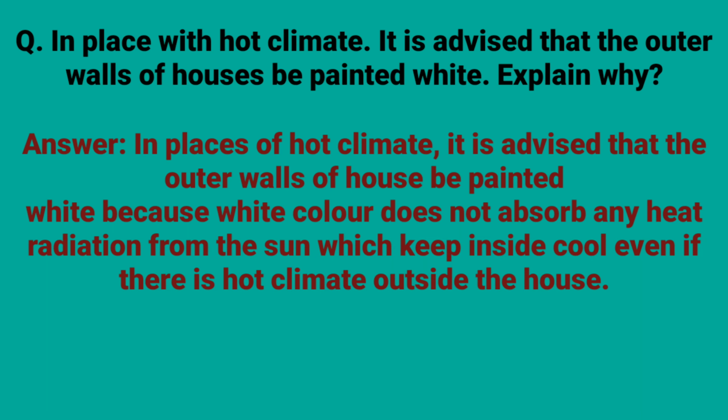Next question. In places with hot climate, it is advised that the outer walls of the houses be painted white. Explain why. The answer is, in places of hot climate, it is advised that the outer walls of the houses be painted white because white color does not absorb any heat radiation from the sun, which keeps the inside cool even if there is hot climate outside the house.